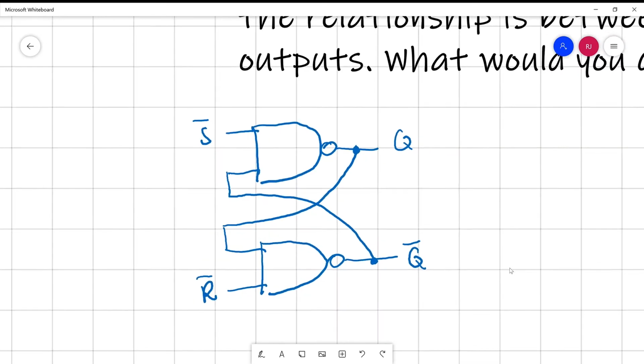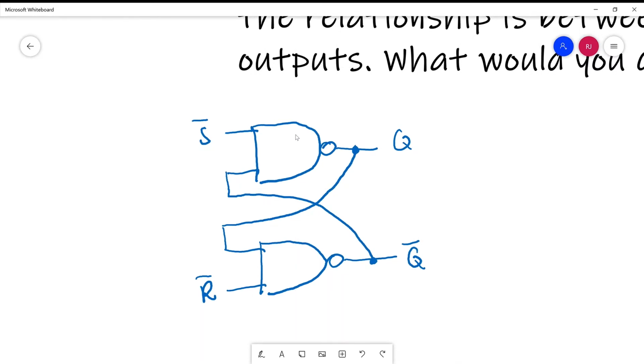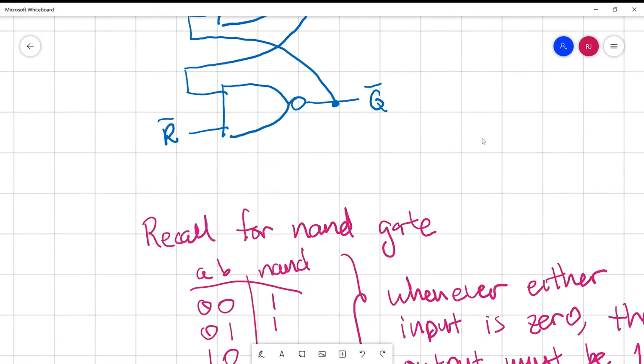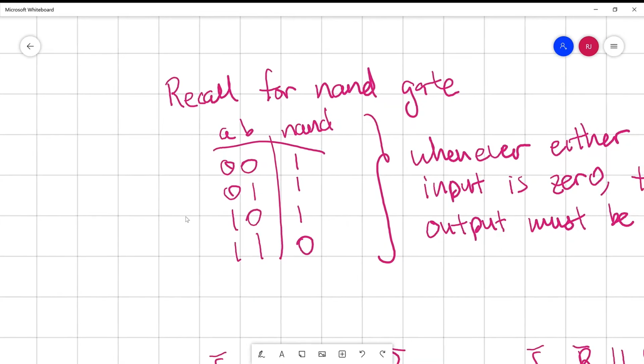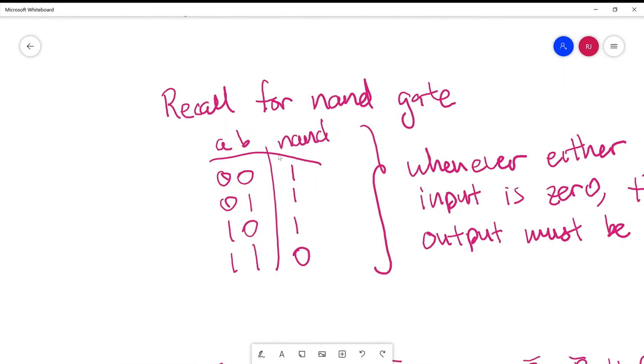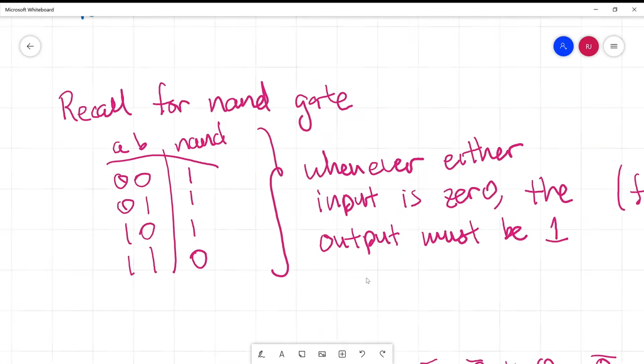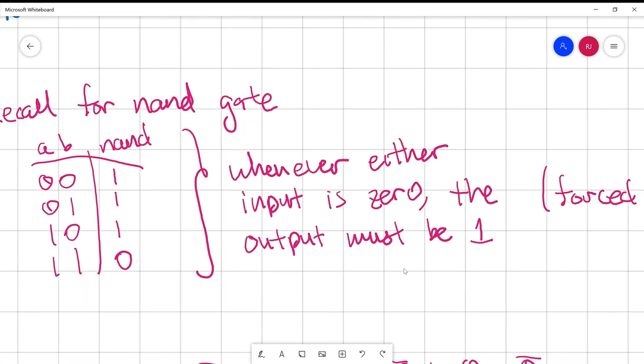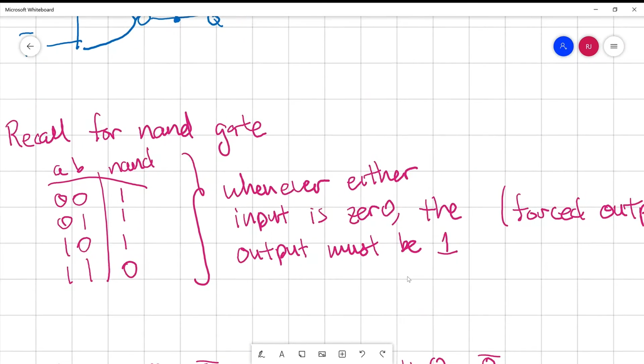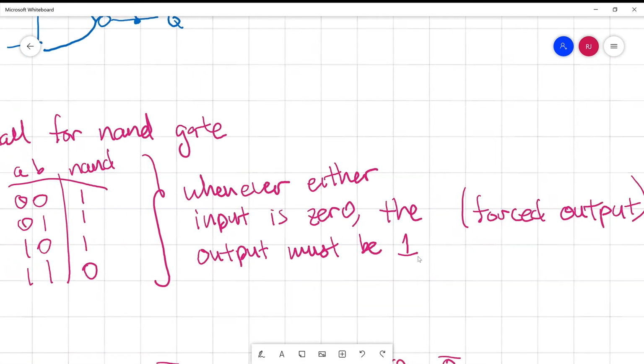So before we begin this problem, the first thing I'd like to do is to just remind ourselves how the NAND gate operates. So recall for the NAND gate that this is its truth table. So you have two inputs, and you AND the two inputs first, and then you invert whatever your result is. So what you see in this table is that the output of the NAND gate is going to be 1 whenever either of the inputs, A or B, is 0. So to put that into text, whenever either input is 0, the output must be 1. And to say that slightly differently, whenever the input is 0, it will force the output to be 1.